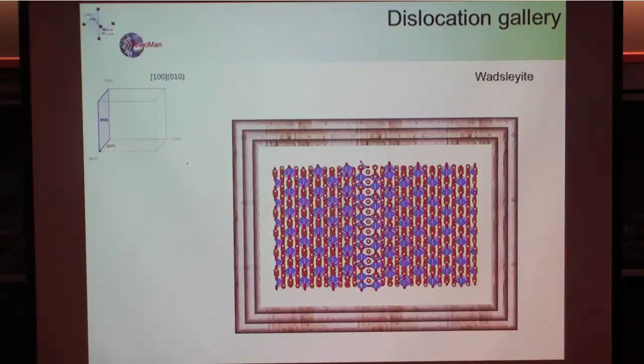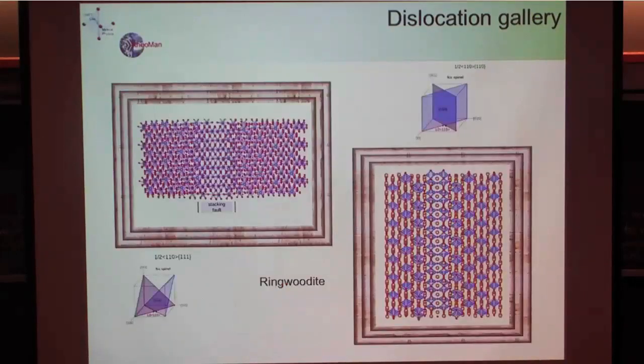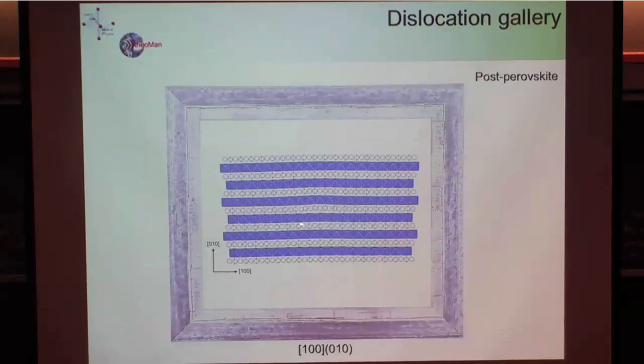This is another one in Wadsleyite. Okay, this is a gallery. I will not spend a lot of time on that, but just to show you that now we can do that, and that has been a lot of time and a lot of work to go for that. This one is nice, and you barely see it. I think you may not see it. It's only the small planes here. If you would count, you would see that there is one more here than here, just a little bending. This is a very elusive dislocation.